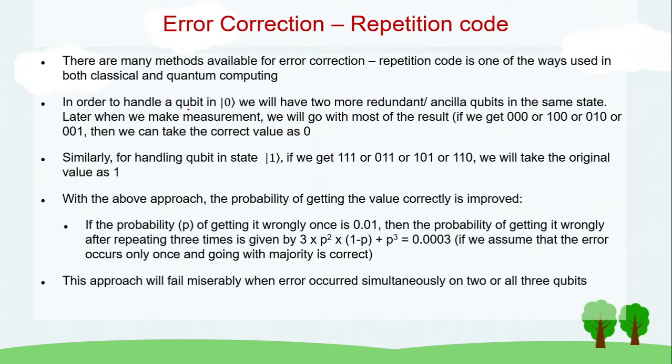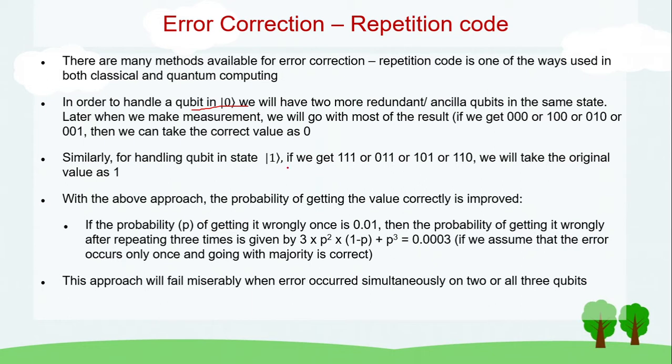So how does it work? In order to handle a qubit in state 0, which is what we are interested in, we will have two more redundant qubits or ancilla bits in the same state. That means we'll have three. For every one qubit, we'll have three qubits. Later, when we make a measurement, we'll go with the majority. So if I get 000, excellent, there is no error. But if I get 100 or 010 or 001, then I can say that the answer is 0 only. I'll go with the majority. We assume that the error occurs in one of the three bits.